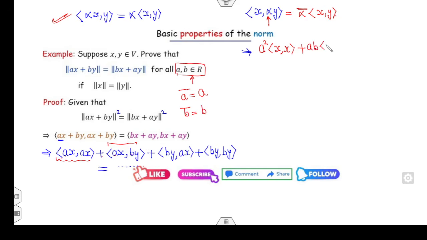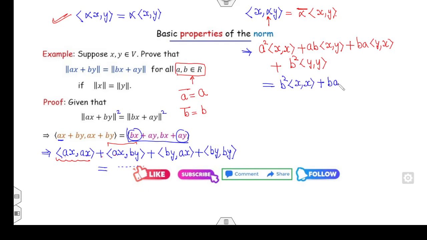So the second value will be ab (x, y), plus the third property will be ba (y, x), and the fourth property will be b into b, that is b square (y, y), which is equal to the right hand side. So bx into bx is b square (x, x), plus bx into ay, that is ab (x, y), plus ay into bx, so ab (y, x), and the last case is b square (y, y). It will be written like this, right? Fine.